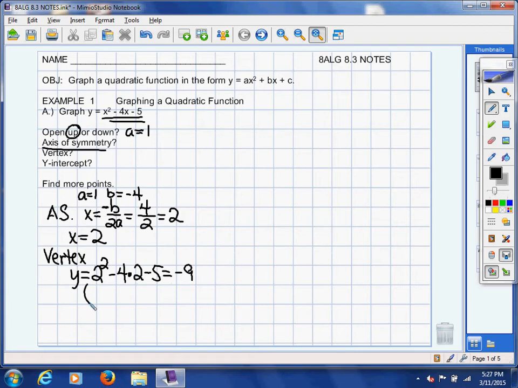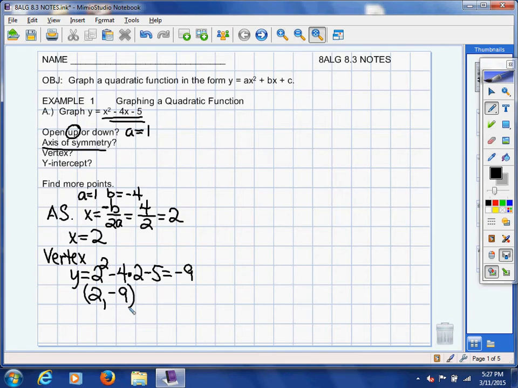So your vertex is going to be 2, which is your x. We already knew that. We calculated our axis of symmetry. The axis of symmetry, that number is the same number as the x of your vertex. And then we just calculated the y. So it's going to crisscross at 2, negative 9.